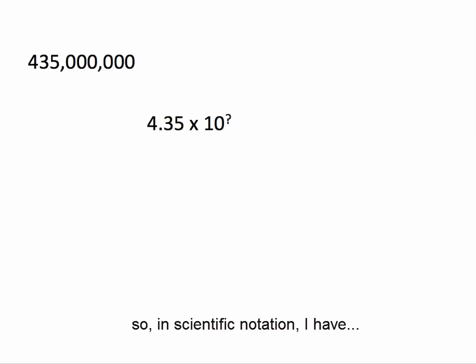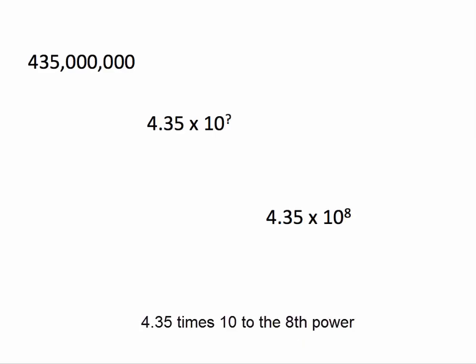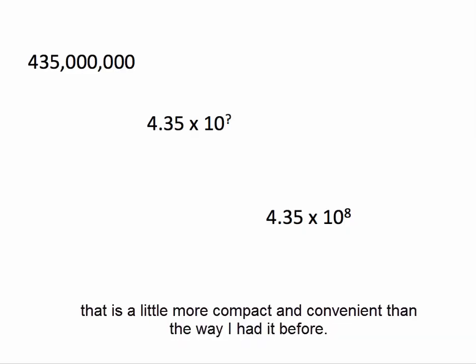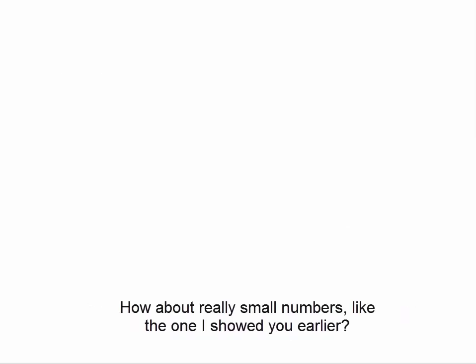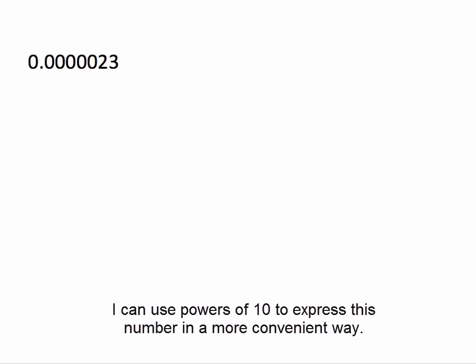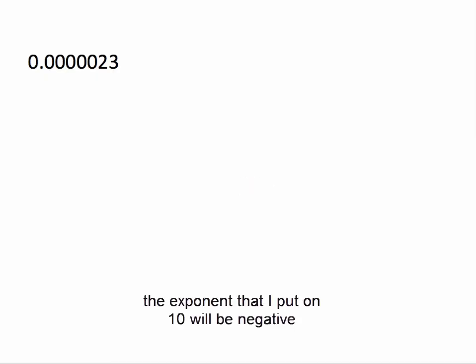So in scientific notation, I have 4.35 times 10 to the 8th power. That is a little more compact and convenient than the way I had it before. How about really small numbers, like the one I showed you earlier? I can use powers of 10 to express this number in a more convenient way. But here, the exponent that I put on 10 will be negative.